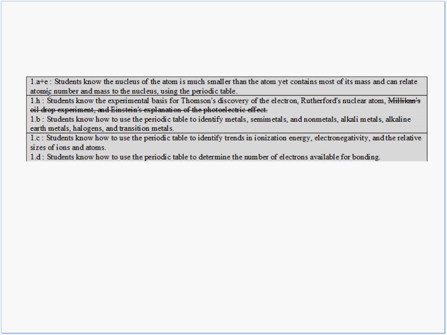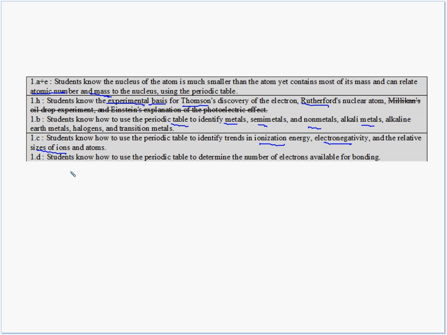So this is on your homework. These are the 5 standards that you're going to be assessed on. It says students know the nucleus of the atom is much smaller, yet contains most of its mass. Can relate atomic number and atomic mass to the nucleus using the periodic table. Experimental basis for Thomson's and Rutherford's discoveries. These other guys are crossed out. Students know how to use the periodic table to identify metals, semi-metals, nonmetals, alkali metals, basically all these families. Students know how to use the periodic table to identify trends in ionization energy, electronegativity, and sizes of ions and atoms.